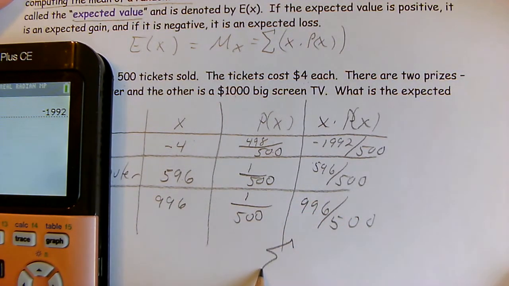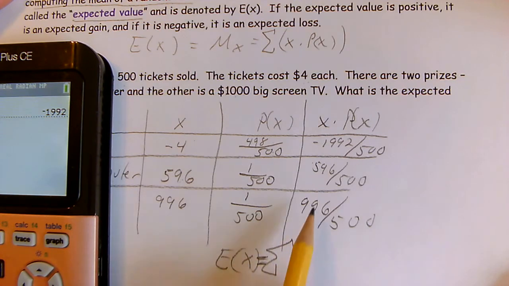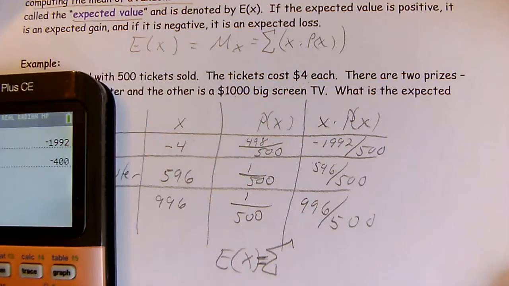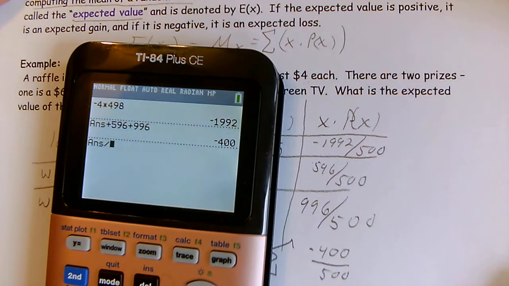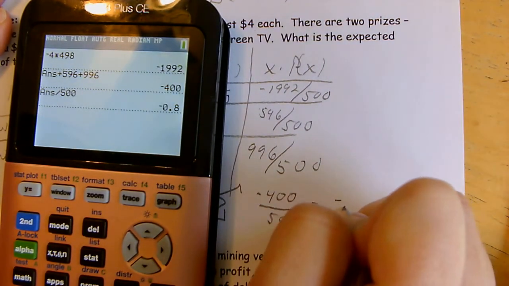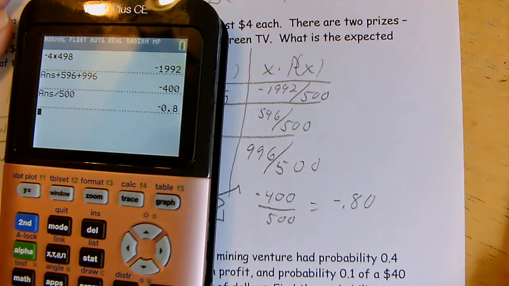Then I'm going to add that column up to get my expected value. If I'm adding fractions with a common denominator, I'm simply adding the numerators and keeping the bottom. -400 out of 500. Top divided by bottom. That's a loss, an expected value of a loss of 80 cents per ticket.